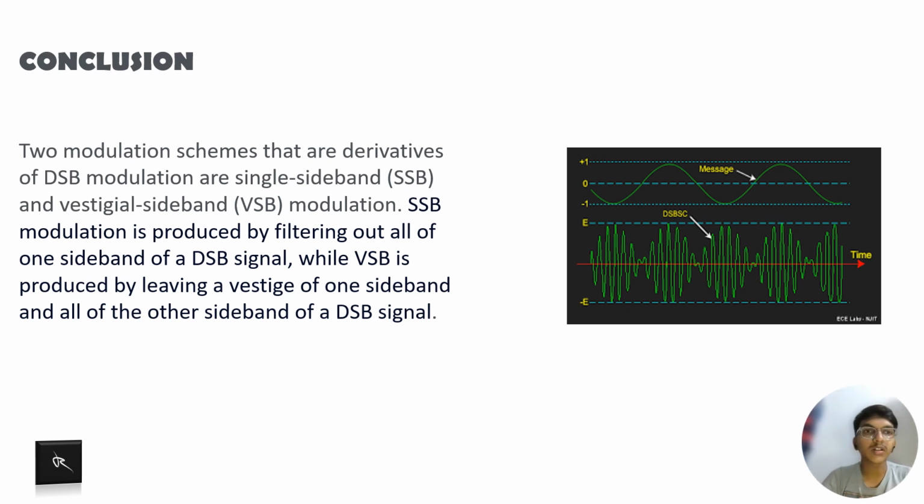Last comes the conclusion. The two modulation schemes that are derivatives of DSB modulation are single sideband SSB and vestigial sideband VSB modulation. SSB modulation is produced by filtering out all of one sideband of a DSB signal, while VSB is produced by leaving a vestige of one sideband and all of the other sideband of a DSB signal.